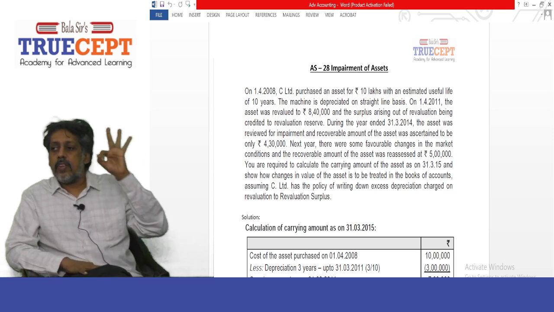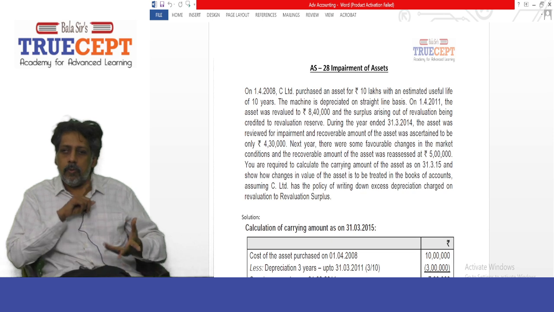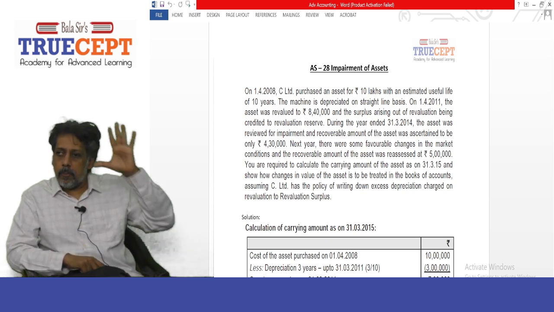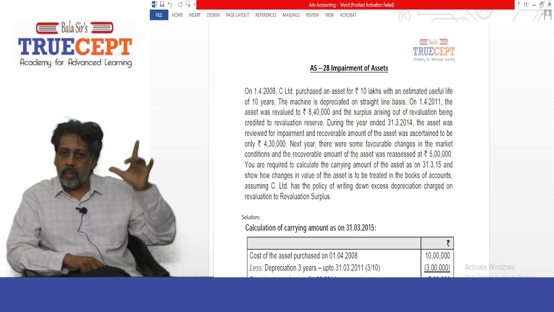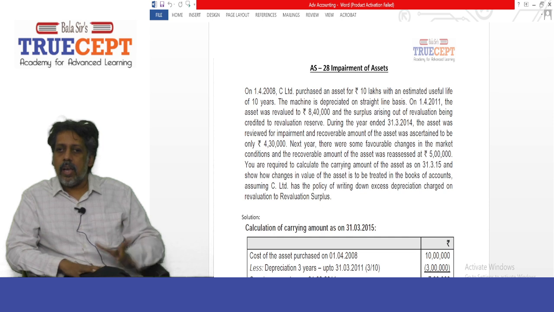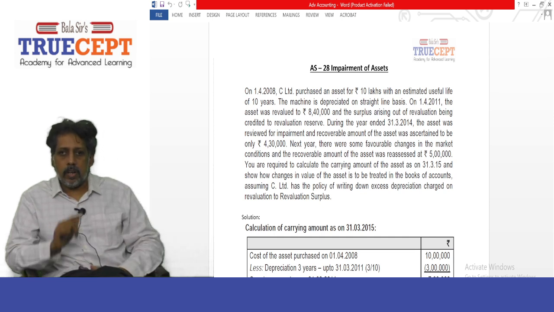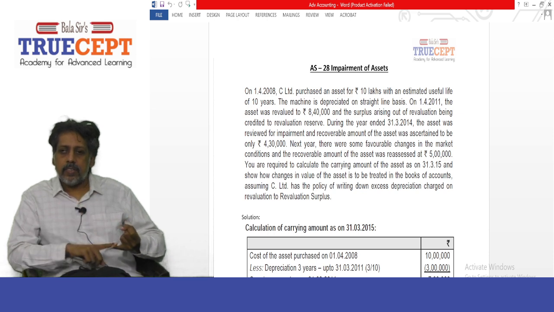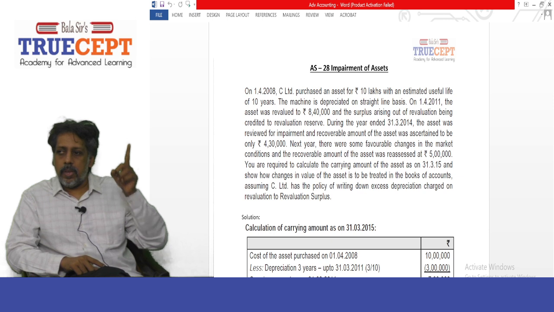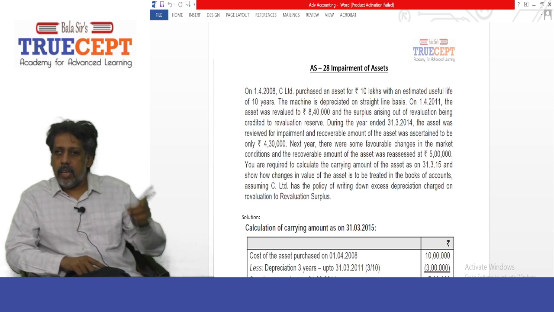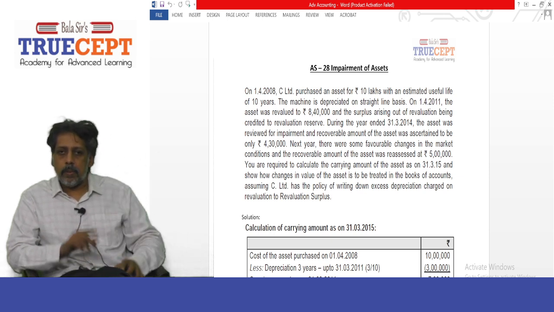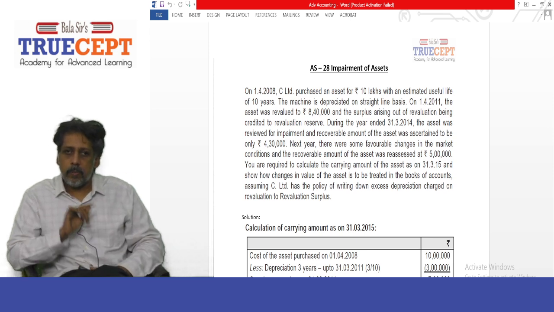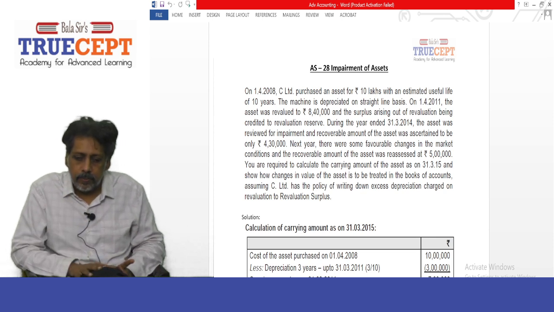And after 3 years, on 1/4/2011, the asset is revalued. That means a company follows a revaluation model and not cost model for this asset. Is that fine? Yes. Now, what is 10 lakh minus 3 lakh is rupees 7 lakh. And guys, as I speak, you can also make some running notes. In case you're watching the video, please make some running notes in your notebook. Is that clear? Yes, sir.